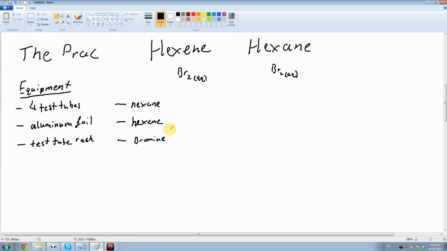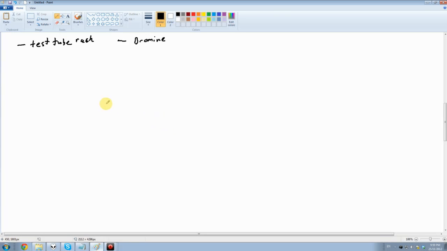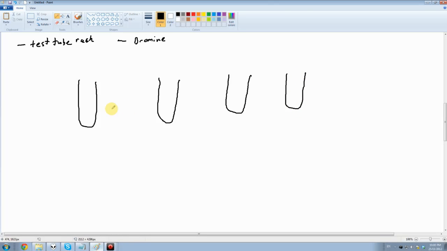Okay, so how we basically set out the prac. We had 4 test tubes, right? So we'll draw them out. 1, 2, 3, and 4, right? Those are our 4 test tubes. Now what we did is we put aluminium foil over 2 of them, just 2, and we wrapped it up just so that no light can get in. That's the point of the aluminium foil, so no light can penetrate in. This relates to the UV light that we mentioned before.